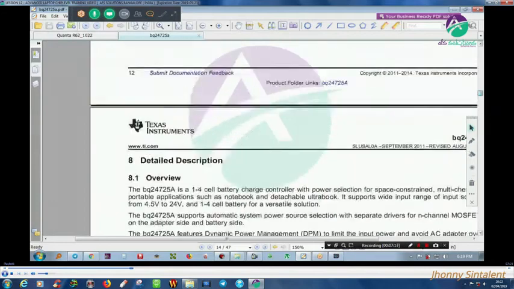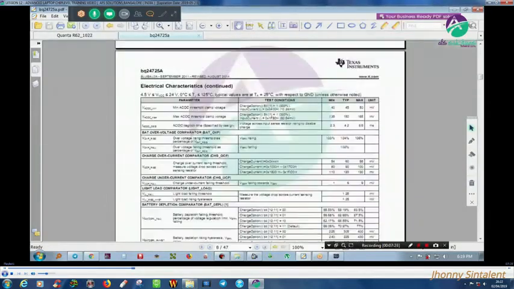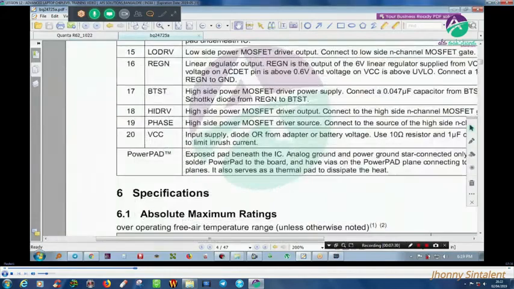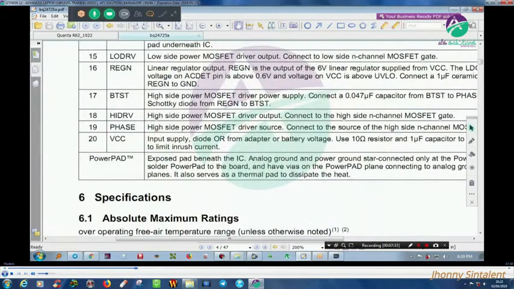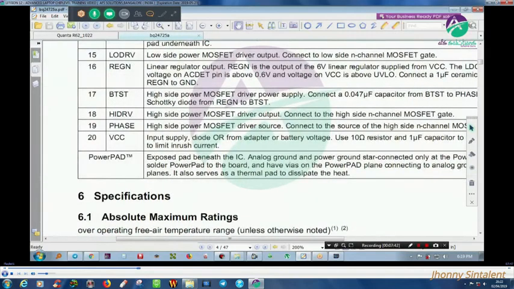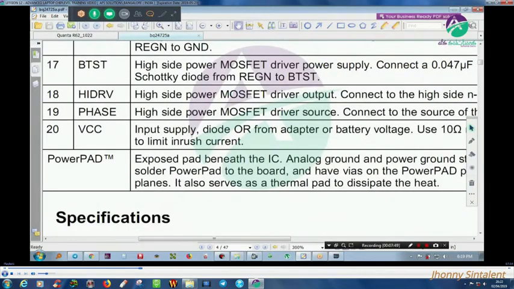So let me go to VCC pin number 20. If I go to my section here, a little bit up, what you will see for pin number 20, let me show you. Yeah, here 11, 12, 20. At pin number 20, input supplied from adapter or battery voltage through a diode, use a 10 ohm resistor and 1 microfarad capacitor to ground as a low pass filter to limit inrush current. Understand this word, inrush current.